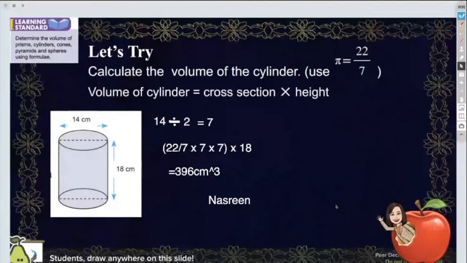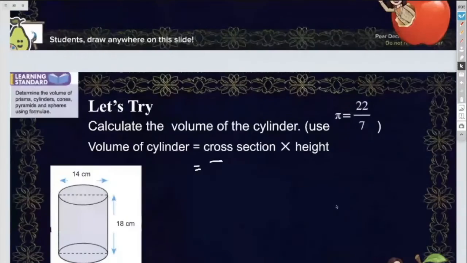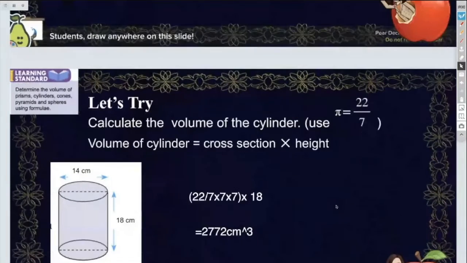Nasrin belum tukar lagi. Okay, Nasrin tekan semula kalkulator anda. Semak. 22 over 7 times 7 times 7 times 18. How come become 396? Double check with your answer. The working is correct. Okay, but answer is wrong. Okay, cuba semula Nasrin tekan kalkulator.